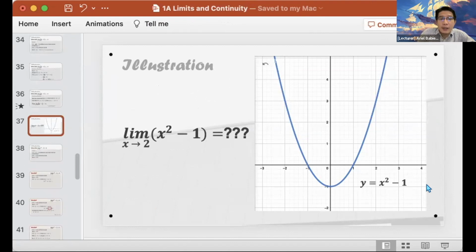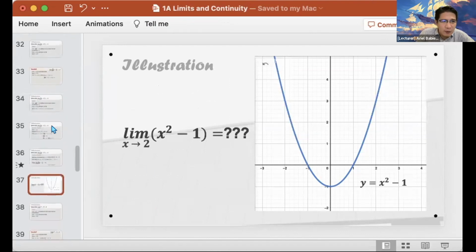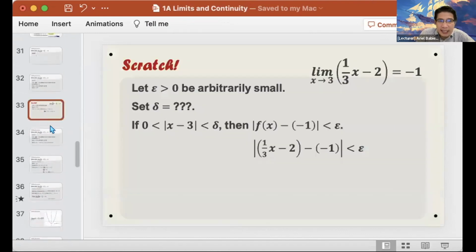Okay. Ito kasi yung sa case ng quadratic. It's not always easy to get a delta. Nakita niyo sa example natin kanina. Let me just go full screen before that. Ito yung Scratchworks natin kanina.